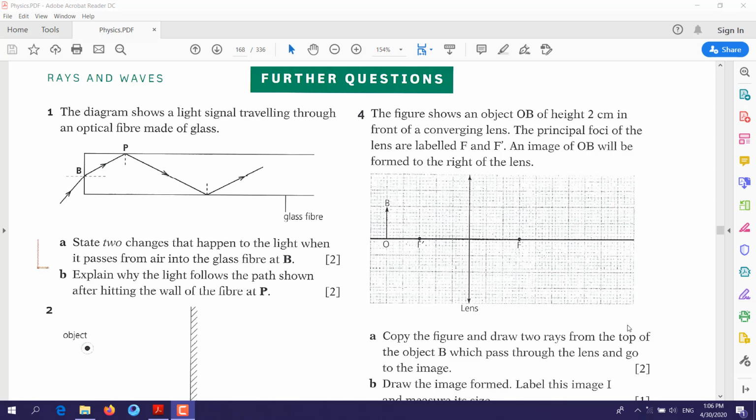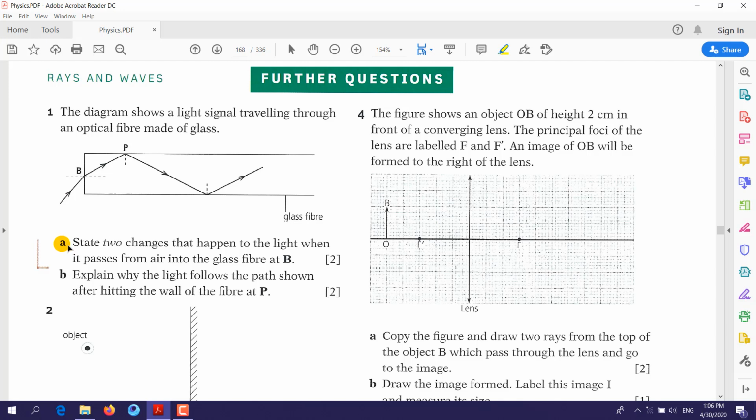Hello everyone. Today in our lesson we will solve the further questions on page 168, 169. Question number 1. The diagram shows a light signal traveling through an optical fiber made of glass. This is an optical fiber and here is the light that will travel through it.